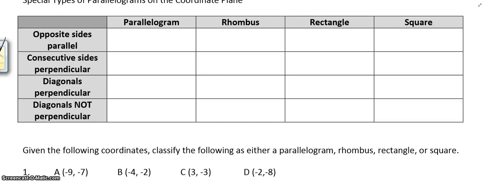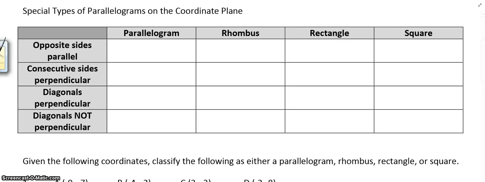What's happening, geometry friends? So today we're looking at special types of parallelograms on the coordinate plane. We learned about all the properties of these special types of parallelograms, and now we're going to use the coordinates and slope to identify them and prove which one's which.